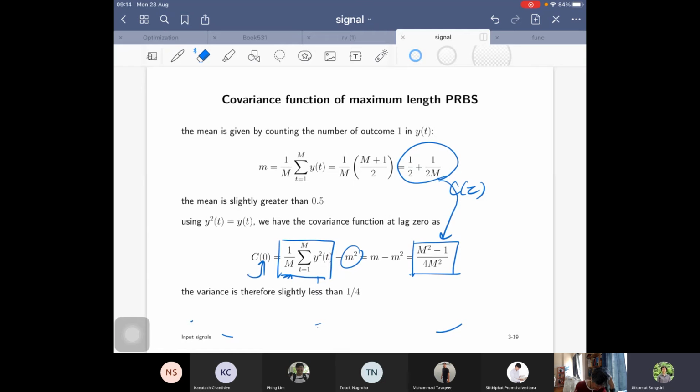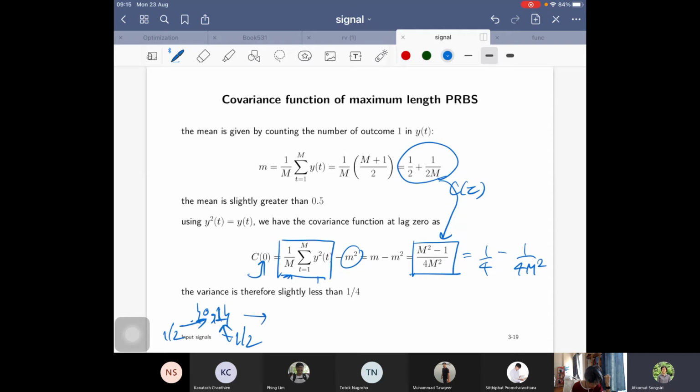If I rearrange a little bit, I get 1/4 minus 1/4 m squared, just like what I mentioned before. If you have a binary sequence, 0 and 1, a binary random variable, each with a probability of 1/2, Napat, what is the variance of this Bernoulli random variable?